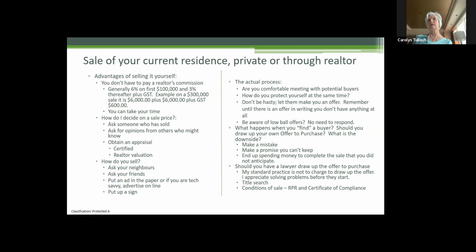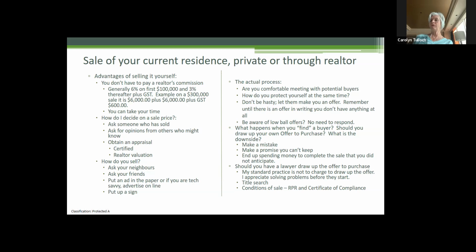Now, if you've decided that selling your own home is just too much for you, of course you can use a realtor. There's many advantages to using a realtor, and in my program, I don't list all of those advantages, but I know that they would be more than happy to talk to you about it. I generally tell people the main purpose of a realtor is to find a buyer. If you've found your own buyer, you don't need a realtor.